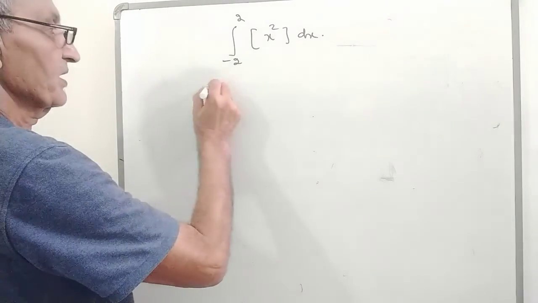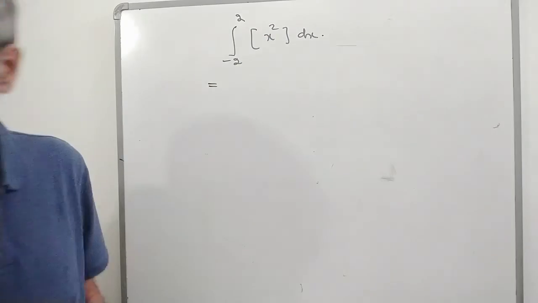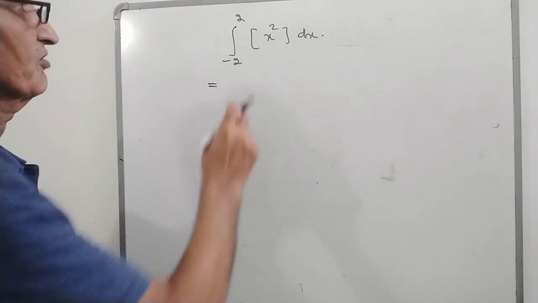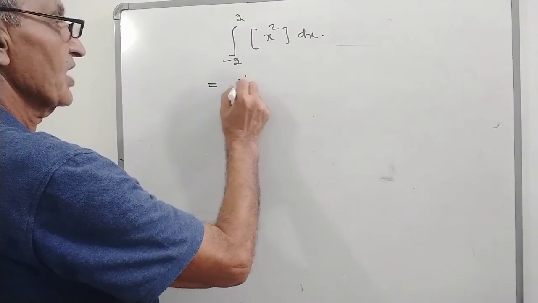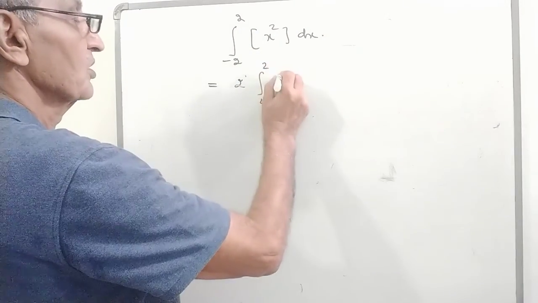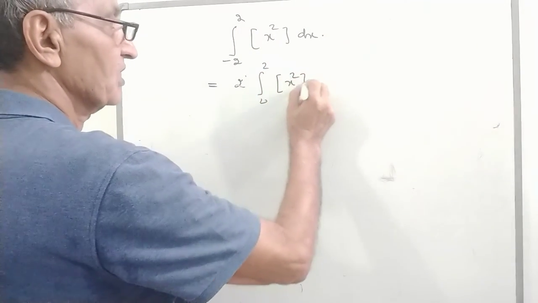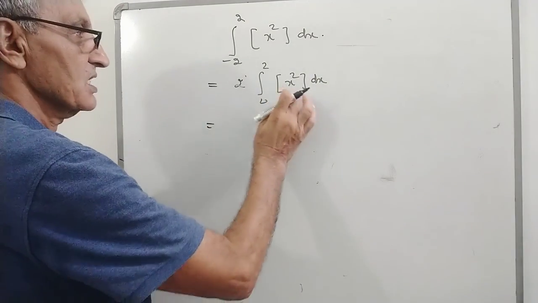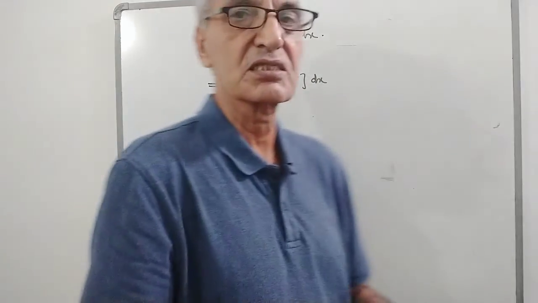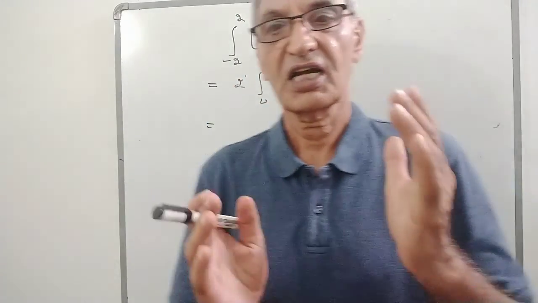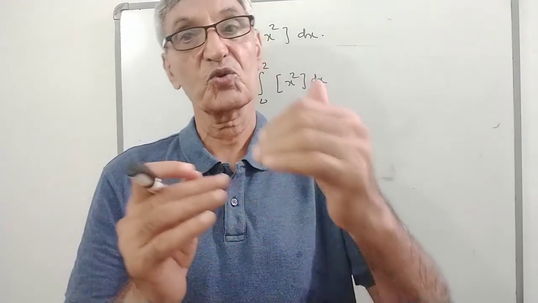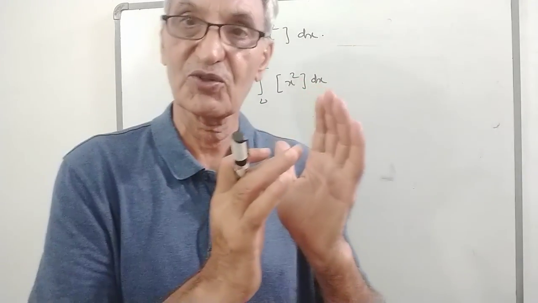My first step is the inside. This is an even function, therefore it is twice the integral from 0 to 2 of the bracket function of x square. First of all, let me cut. I just told you we will divide this interval in such a way that we can find the value during the interval, because from 0 to 1, 0 included, its value is equal to 0.